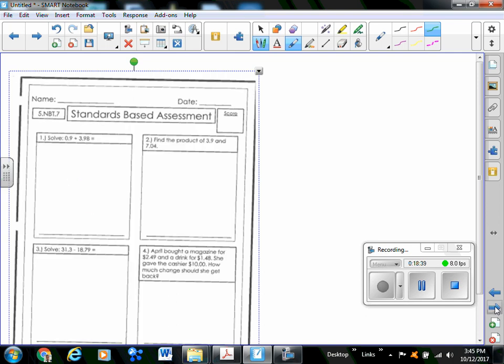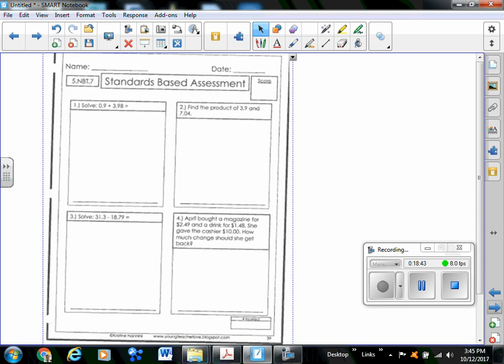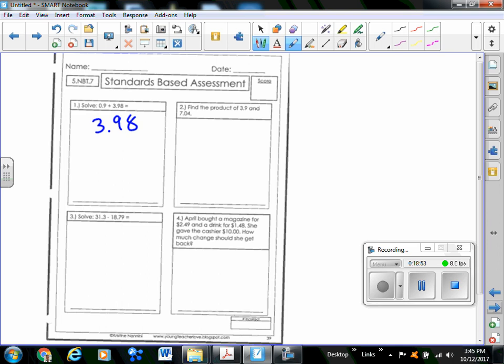And we're on to the last section. NBT 7. Solve. If I add those two together, first thing you've got to remember when you do decimal points is to line them up. Fill the rest in with zeros. 8, 18, 4. There's your answer.